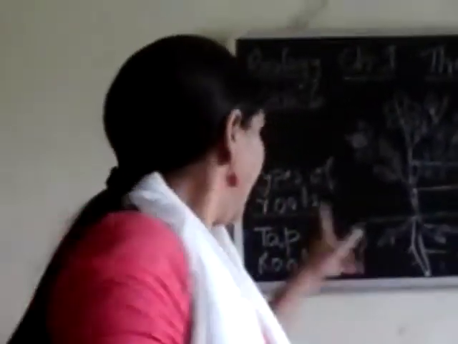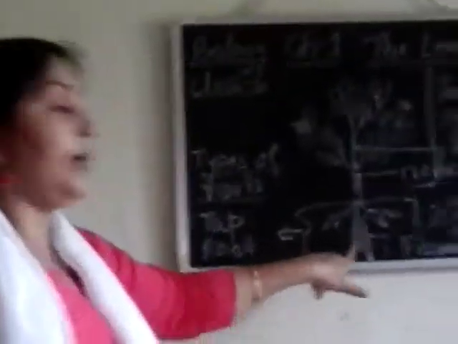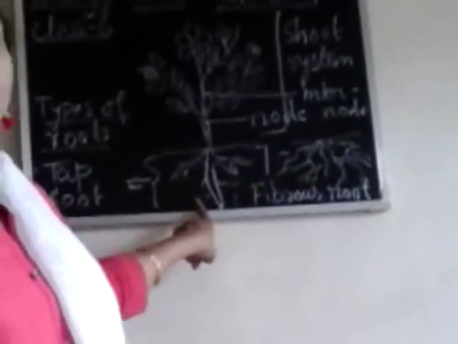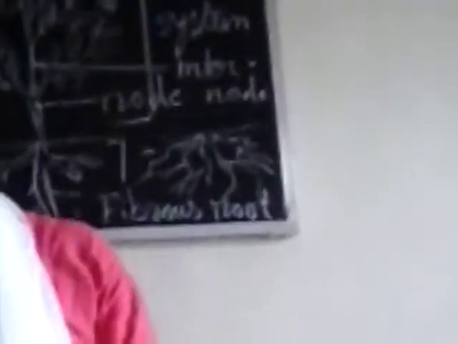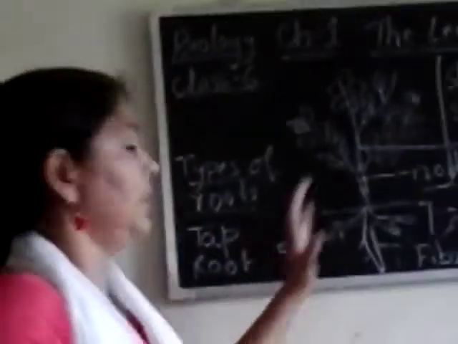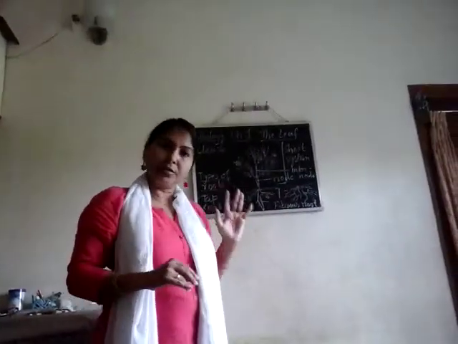So what have we learned? We have learned about the two types of roots. One is taproot, where there is one primary root, and from the primary root many branches of roots are arising. They are also known as secondary roots. And in case of fibrous root, there is no primary root, and you will find there are bunches of roots arising from one point. So these are the two types of roots.